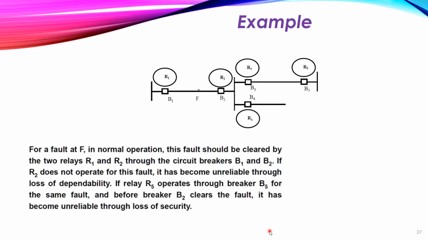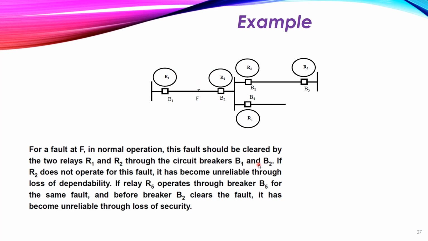Now another example. For a fault at F here, if a fault occurs here, relay number 1 and relay number 2 should give signals to circuit breaker number 1 and breaker number 2. So if a fault occurred here and these 2 relays worked, what does this mean? It means that our relays are dependable. They tripped during the presence of a fault in their region.